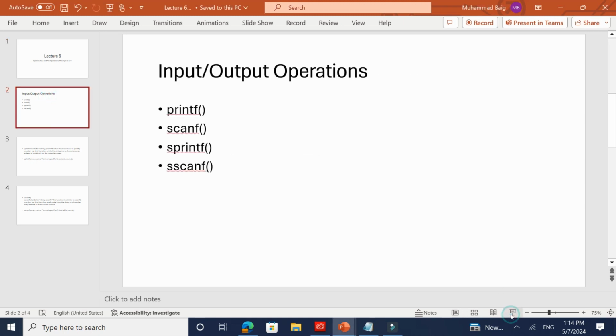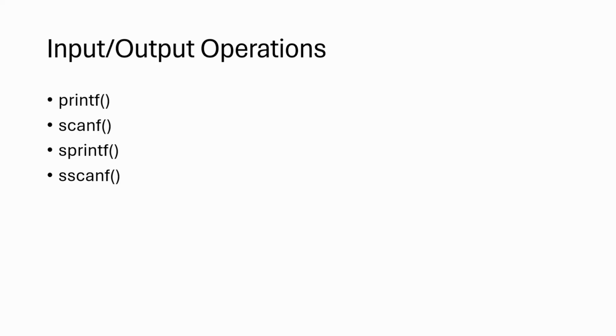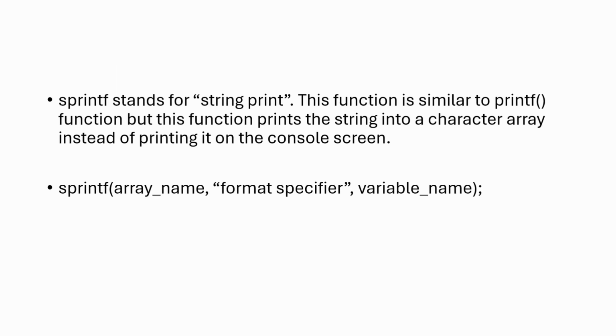Okay, so input and output operation: printf, scanf, sprintf, and sscanf. The two that you're familiar with already, the printf and the scanf, I'm not going to cover those. We've used them. Printf is for outputting things, right? And then scanf is for input. Now, what is sprintf? It stands for string print. I mean, as you can kind of guess from the word itself what it's trying to do.